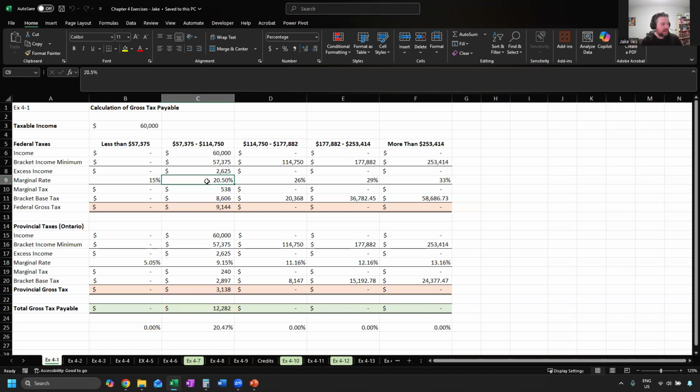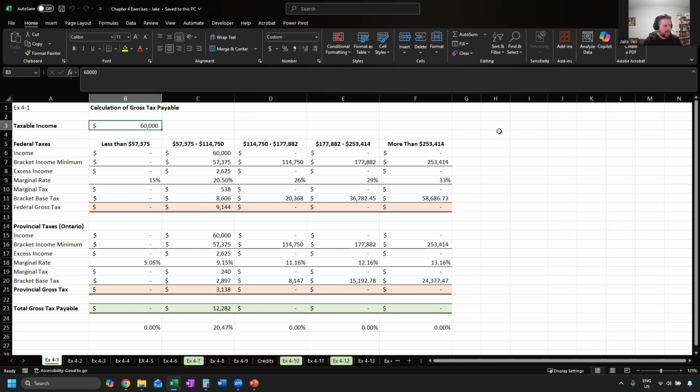These rates combined, 20.5 and 9.15, give a marginal tax rate of just short of 30%. It's 29.65. But our average tax rate, our effective tax that we're paying, we take our total tax, divide it by our income, and we are being charged 20% of our income for taxes. So even though the next dollar we earn will be taxed at 29%, right now we've averaged just over 20% for taxes. So that's the difference between our marginal and effective rates.